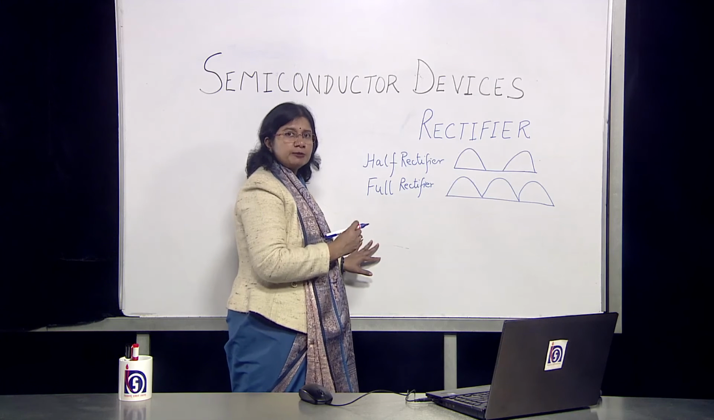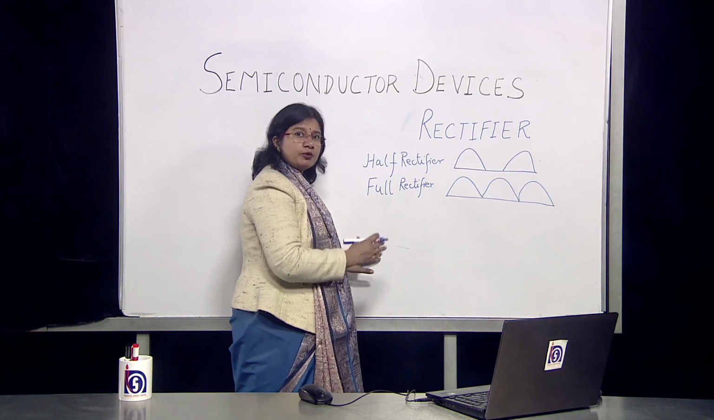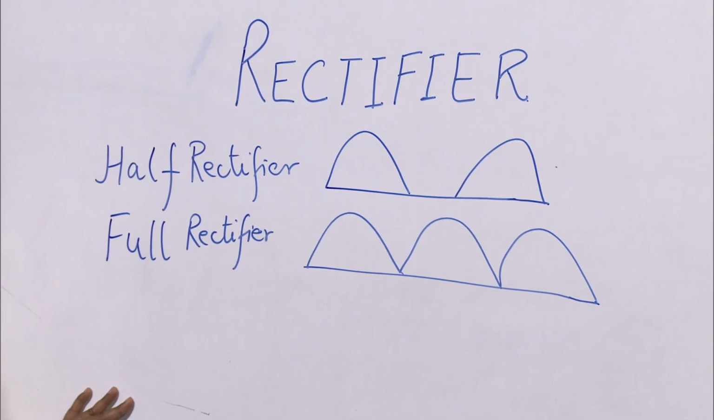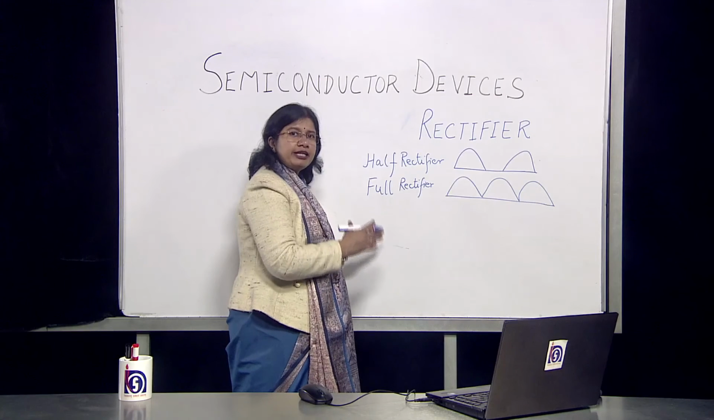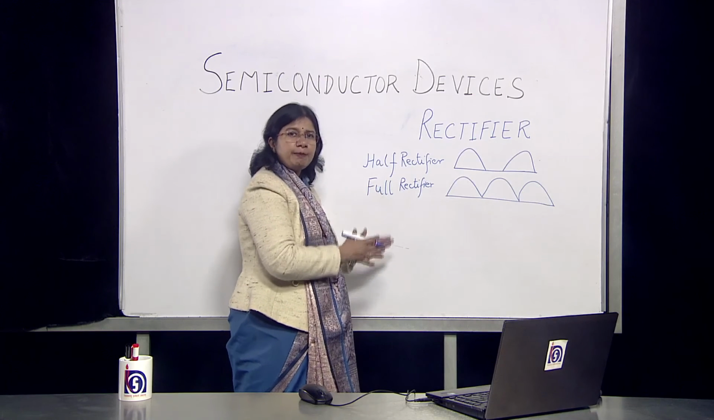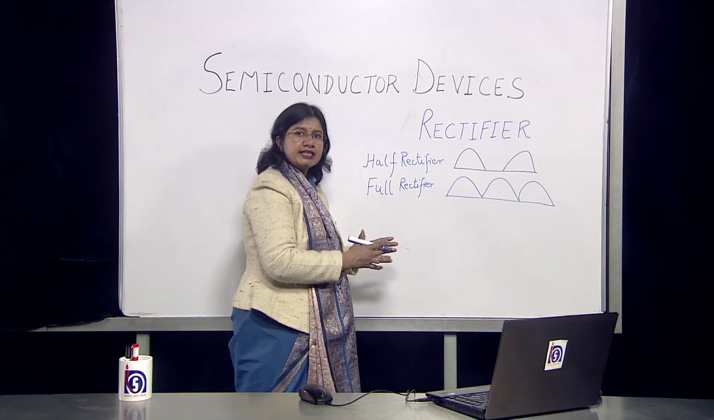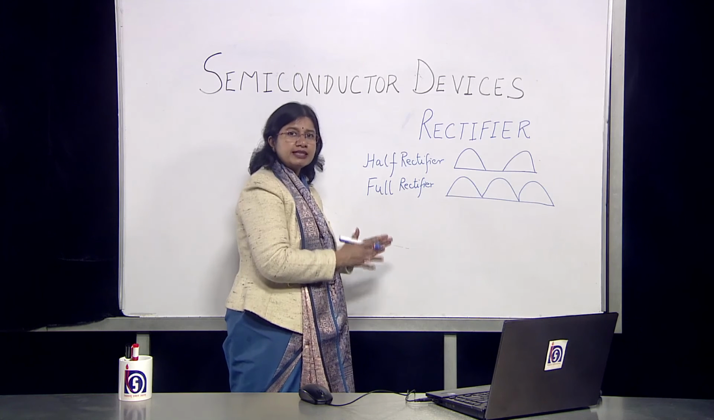From rectification, I require DC current. There are fluctuations over here, even though both the positive as well as the negative cycle is conducted during full wave rectification. So, we need to reduce this rippling effect and we need to make it a perfect DC. This is done with the help of a filter circuit.